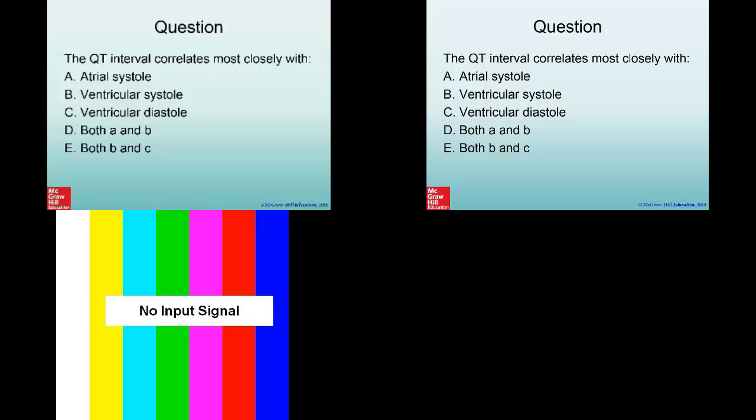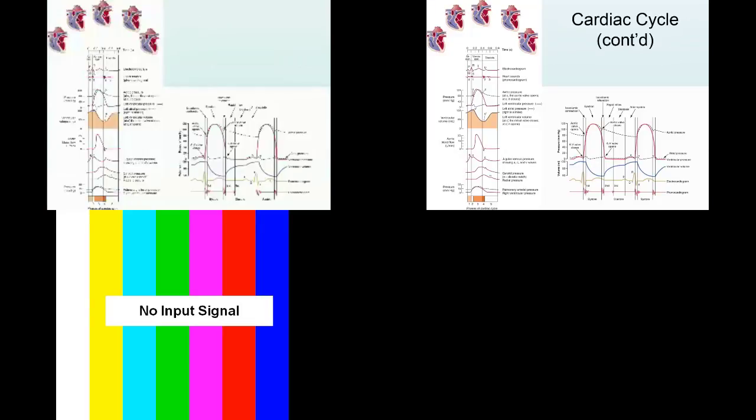QT interval correlates most closely with ventricular systole. Right? The QRS tells the ventricle to contract. It contracts. The atria cannot be contracting at the same time as the ventricle, so atrial systole is not going to occur during that. Atrial systole will be between probably what interval? Stephen? The PR. Yeah. So the PR interval correlates with atrial systole. The QT interval correlates with ventricular systole.